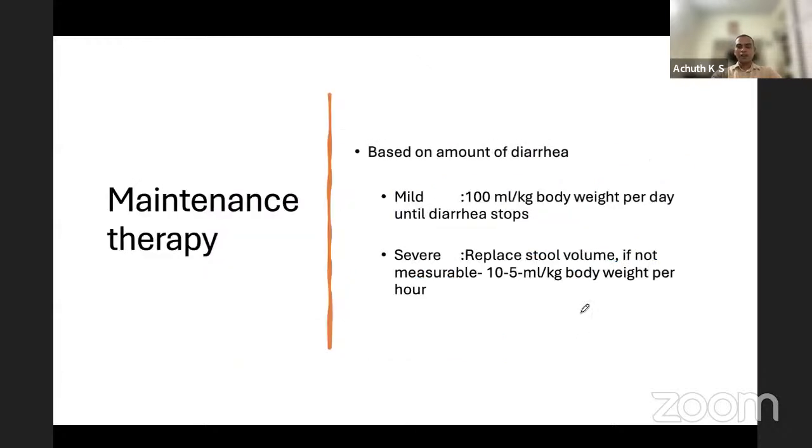After this, we have to maintain that to avoid further complications. If the amount of diarrhea is mild after the treatment, you give 100 ml per kg body weight per day till the diarrhea stops. If it is severe, replace the stool volume. If not measurable, give 10 to 50 ml per kg body weight per hour.